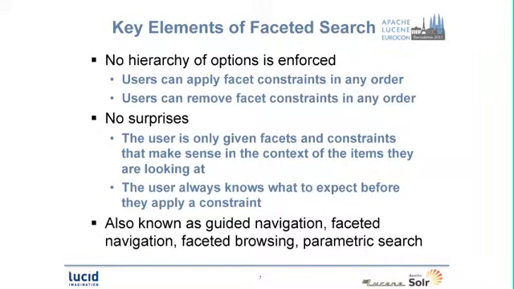So key elements of faceted search are that no hierarchy of options is normally imposed on you. You can add or remove the facet constraints in any order. And there are no surprises, of course. There are no dead ends. You don't have to select an option to see if there are any matches under it. Because you have the little count, you already know how many items match. And normally, if there are no items that match, the label will just be removed altogether.